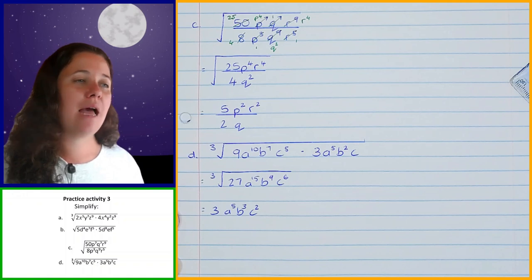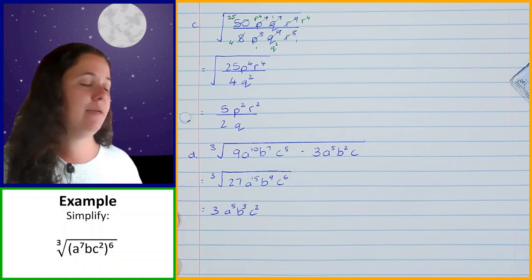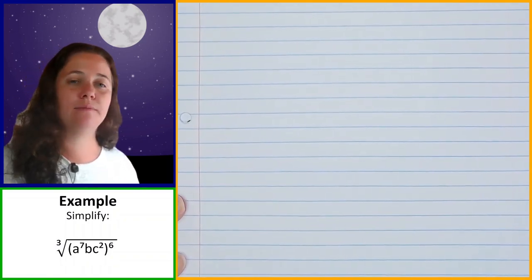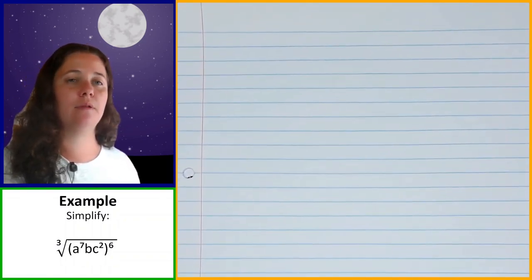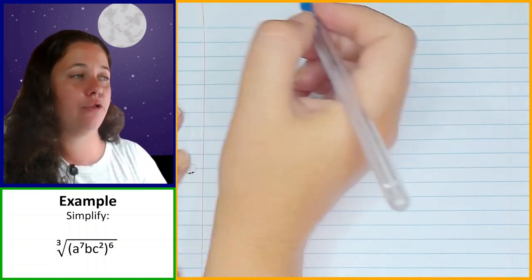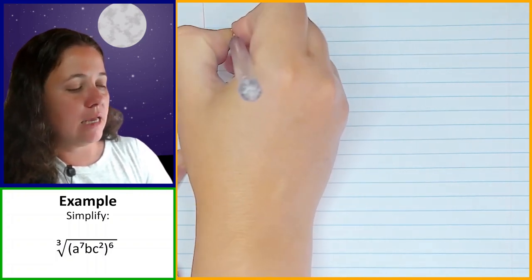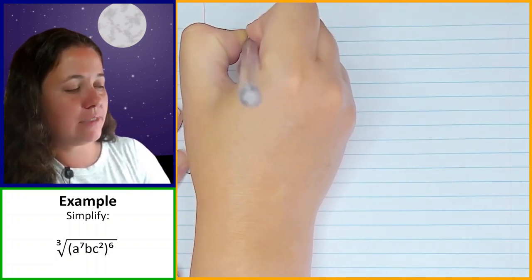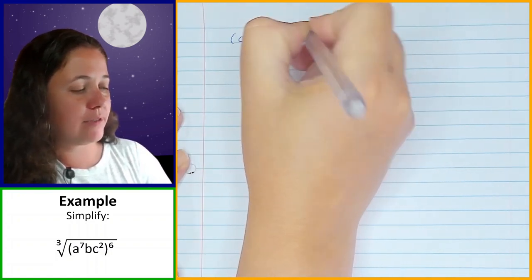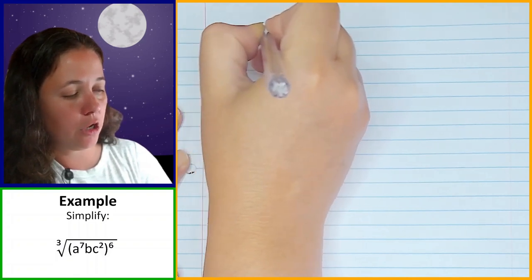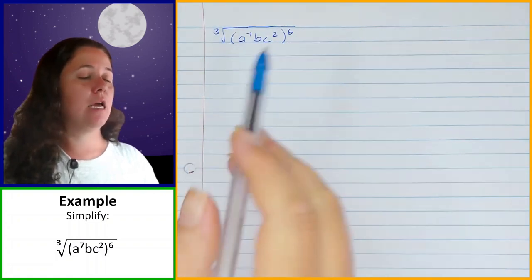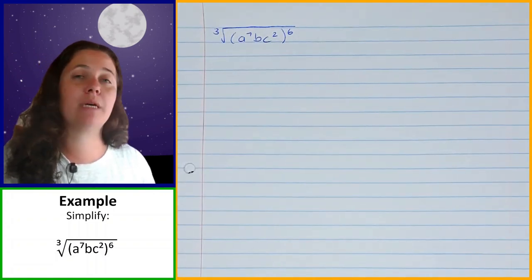Right, so let's have a look at our last main example for today. And that is this one over here, where we have now got brackets with an exponent inside our root sign. So here I've got, in brackets, A to the power of 7, B, C squared, and that is to the power of 6, and then I'm finding the cube root of that. Okay, so when you get a question like this, there are sometimes, not always, but sometimes two ways of doing it.